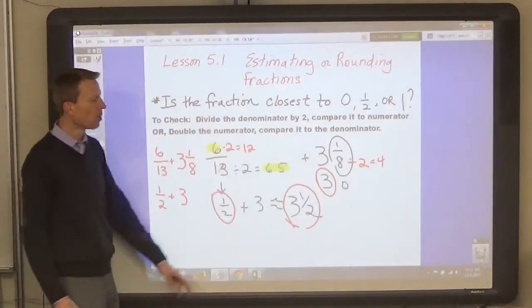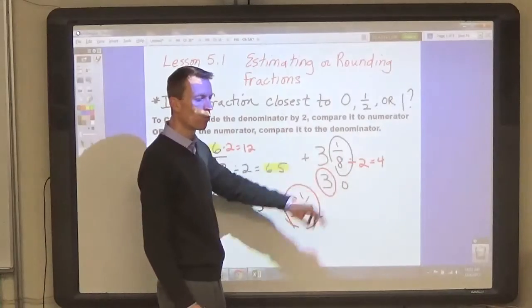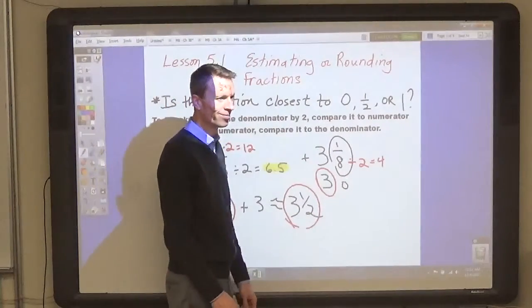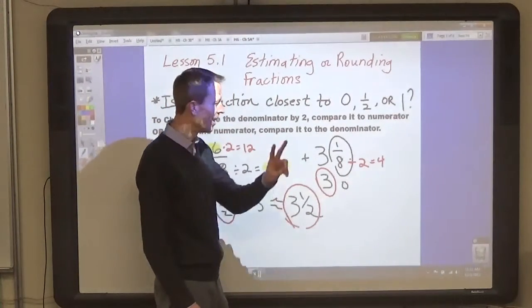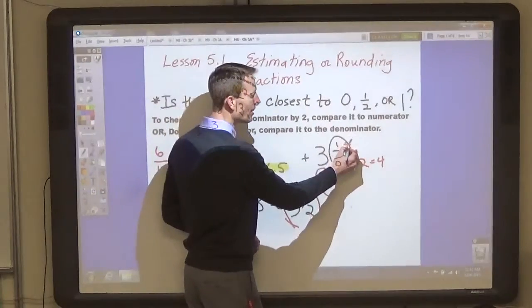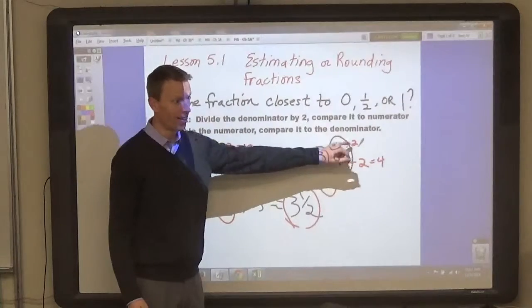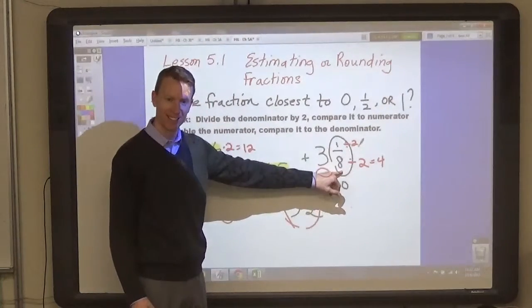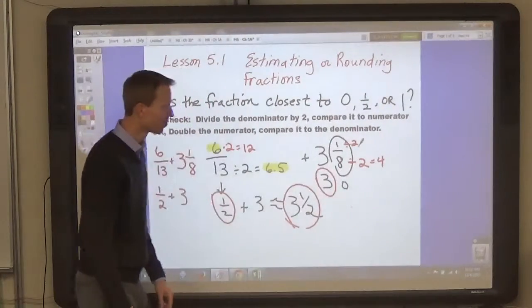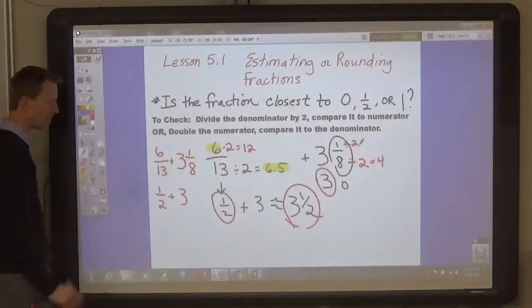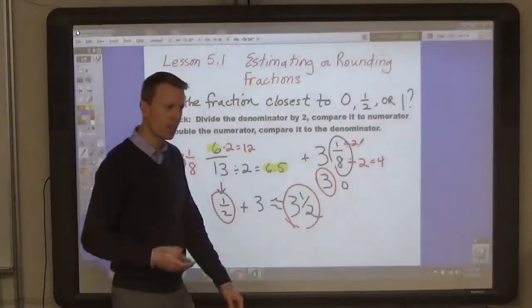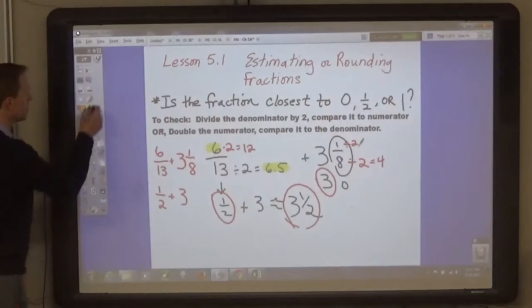If you applied that to 1/8, what's 1 times 2? 1 times 2 is 2. So the closest to 1/2 would be 1/2, not 1/8. Right? So yeah, that's very good logic. That's a good way to think of it. Okay? Let's try some more of these.